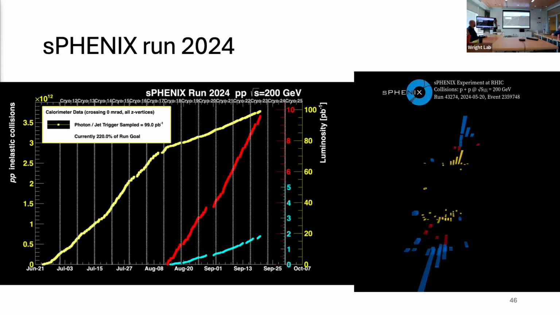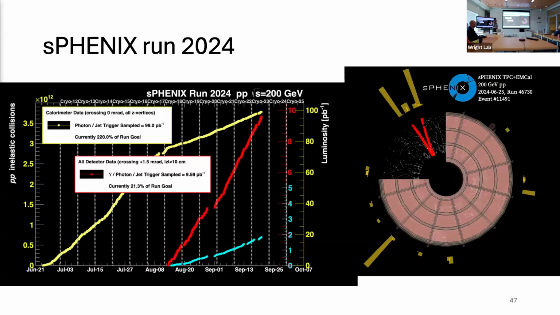But you can see that we really collected a lot of calorimeter data. This plot is from a couple weeks before the end of the run. Numbers aren't quite final, but I have the final numbers on a slide in a minute. And so this is the data set that can be used for any sort of calorimeter jet or photon type of study.